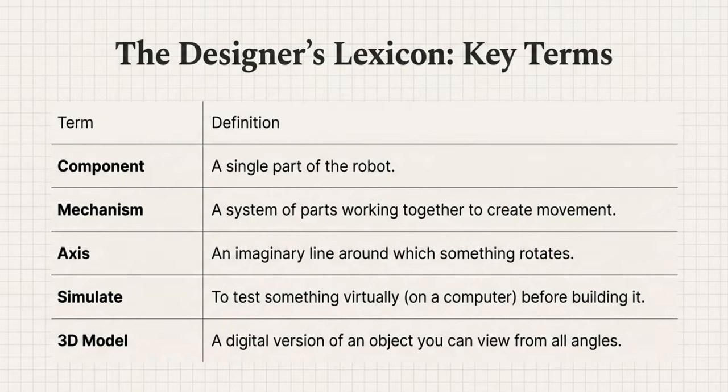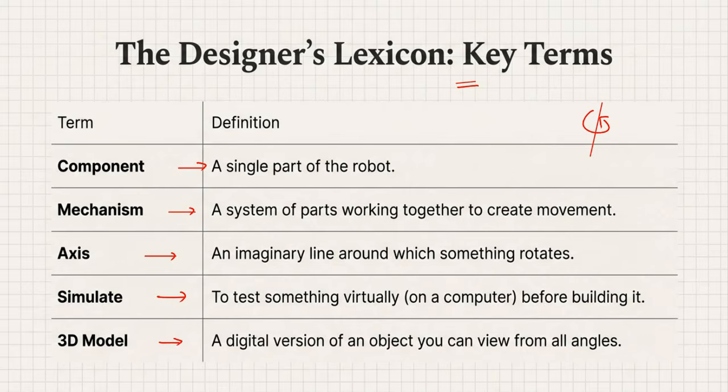Now, let me talk about the designer's lexicon, or some of the important key terms. This is important for your exam as well. So what's a component? It's a single part of a robot. Mechanism basically means a system of parts working together to create movement. Axis is an imaginary line along which something rotates. Okay, that's axis. And simulation is effectively to test something virtually. You are not really doing it, but you are testing it digitally on a computer before building it.